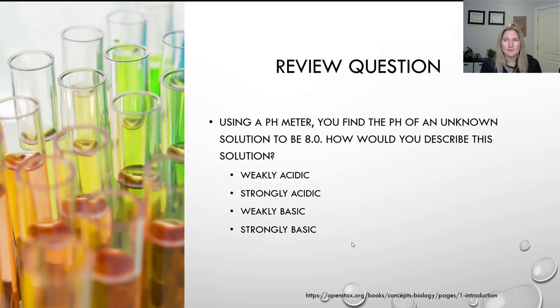Using a pH meter, you find the pH of an unknown solution to be 8.0. So how would you describe this solution? If it's 8.0, does that mean it's a weak acid, a strong acid, a weak base, or a strong base? Okay, so what type of solution would you categorize it as? Weakly acidic, weakly basic, or strongly basic?